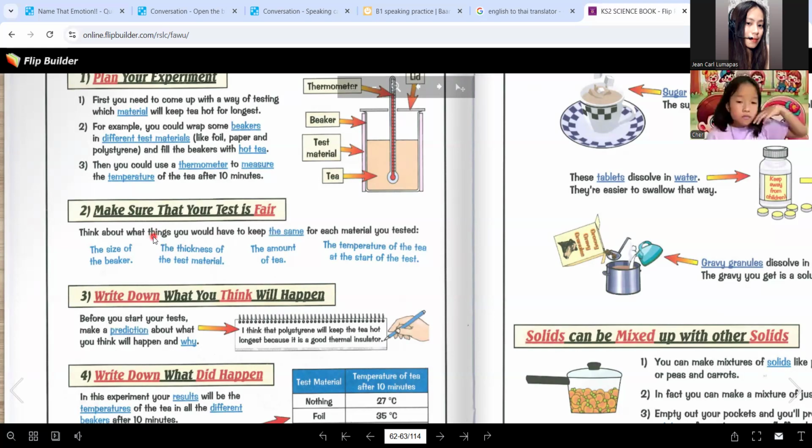Is that clear? Is that clear, Sherbel? Do you understand? Yes. Okay, good. Next, what else should we make sure that it's the same?